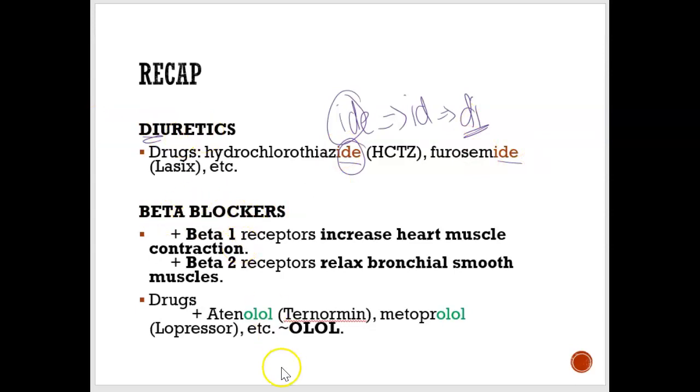Beta blockers, they end in OLOL. So remember, when we think of OLOL, we should automatically think of BB, beta blockers, because if you combine OL and OL, you get D and D. If you flip it, you get B and B. B and B stands for beta blockers.